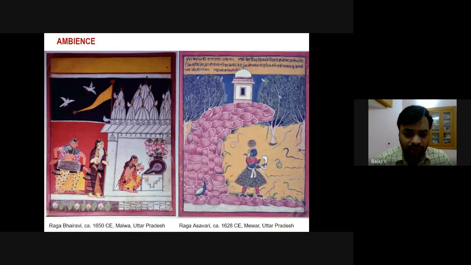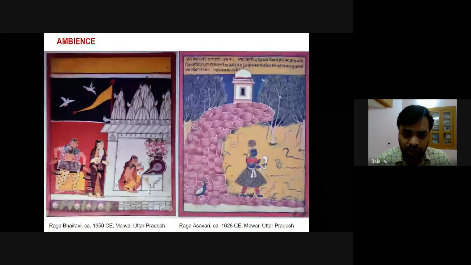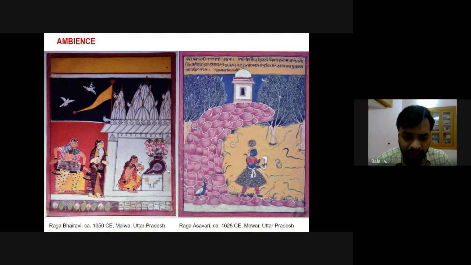In Rag Bhairavi, you can see it creates a devotional ambience. The lady in the central figure is performing a ritual, and she's making an offering to a deity called Shiva in India, which is represented in the form of Shiva Linga. On the right hand side, you can see a more fierce landscape with snakes surrounding, and there is Krishna, one of the Indian deities, walking through this fierce landscape fearlessly. Now, this is the kind of mood the raga also tries to evoke.